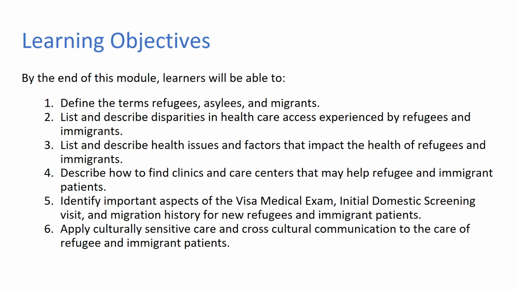And as always, here are the learning objectives for this video. Define the terms refugees, asylees, and migrants. List and describe disparities in healthcare access experienced by refugees and immigrants. List and describe health issues and factors that impact the health of refugees and immigrants. Describe how to find clinics and care centers that may help refugee and immigrant patients. Identify important aspects of the visa medical exam, domestic screening visit, and migration history for new refugee and immigrant patients. And apply culturally sensitive care and cross-cultural communication to the care of refugee and immigrant patients.